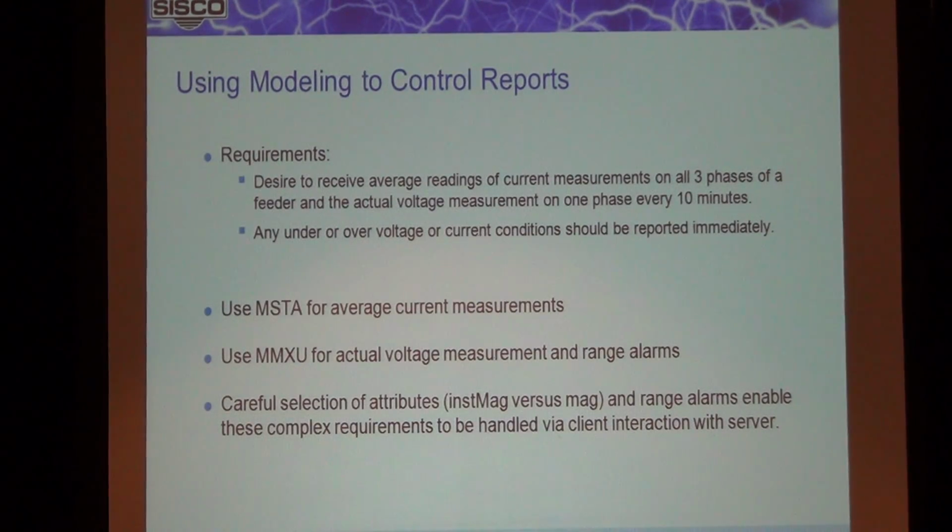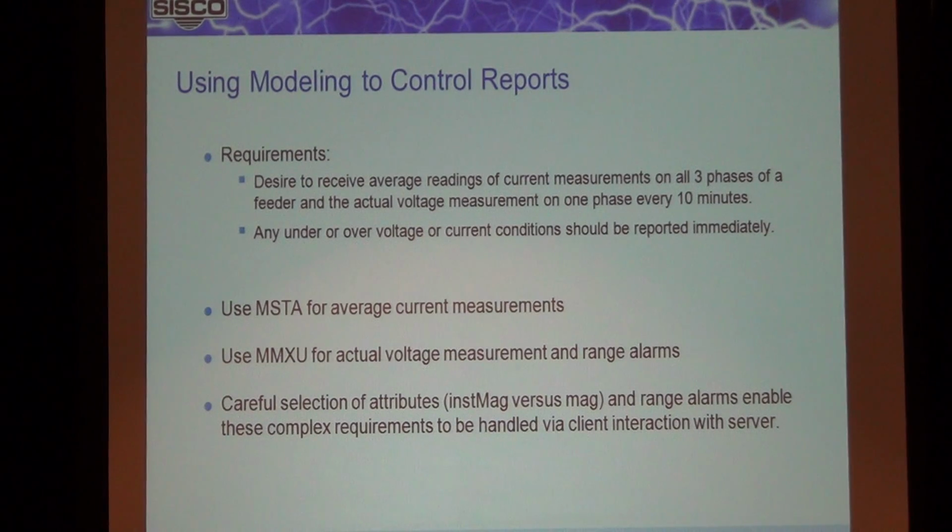So we talked before about magnitude and instantaneous magnitude, and this is where using the data model to control reporting becomes very important. For instance, this is an actual use case from a utility in Australia that built RTUs. They wanted to get average current readings on all three phases every 10 minutes, along with one actual voltage measurement every 10 minutes. But if there were any under or over voltages during that time period, they wanted an immediate report.